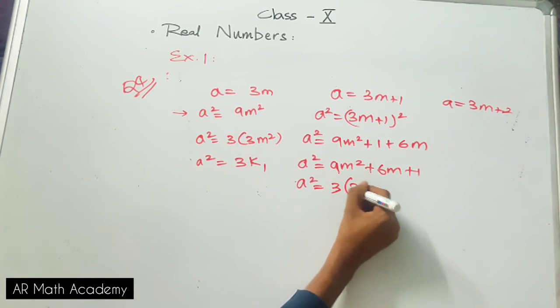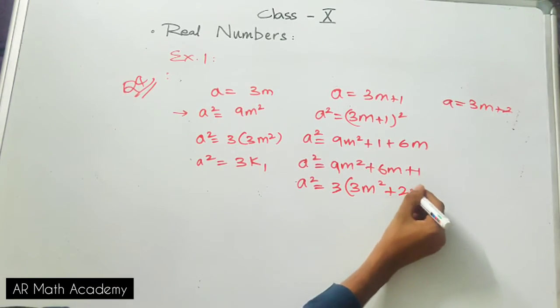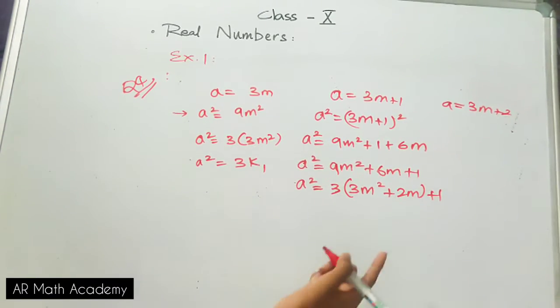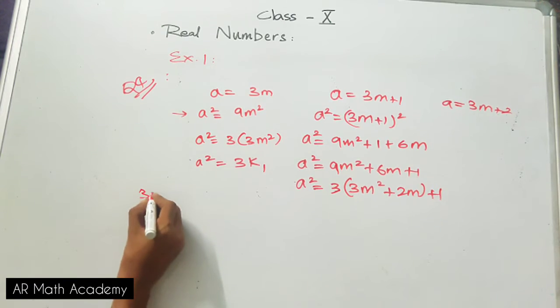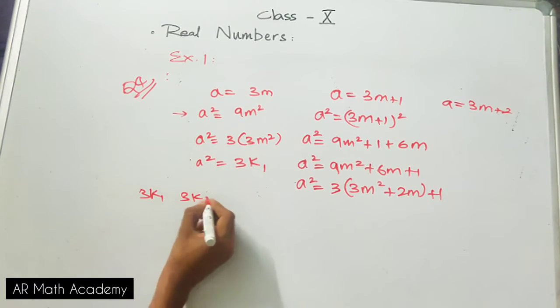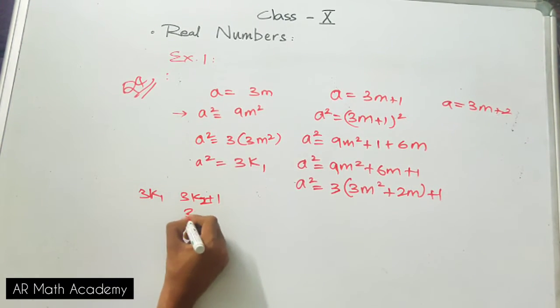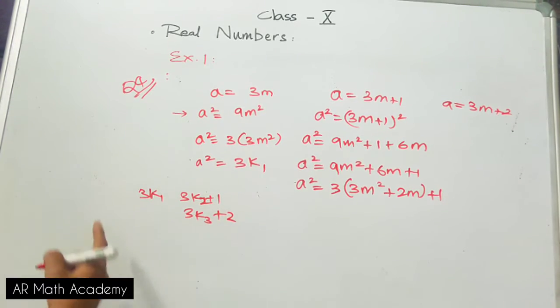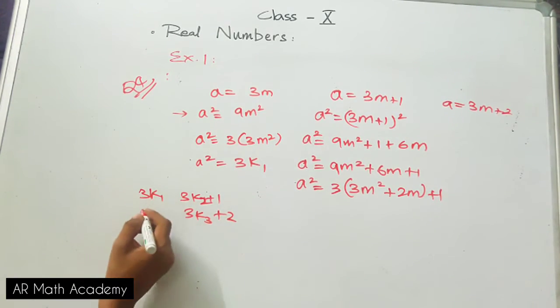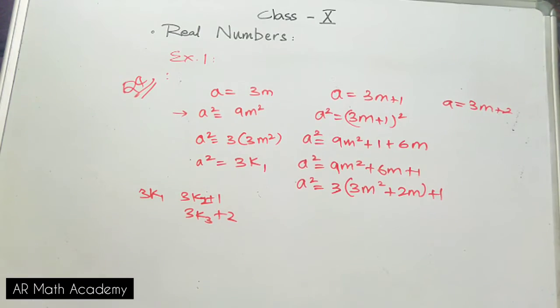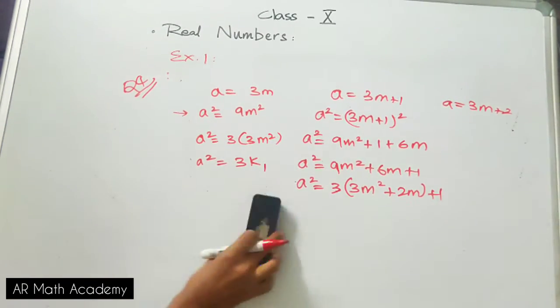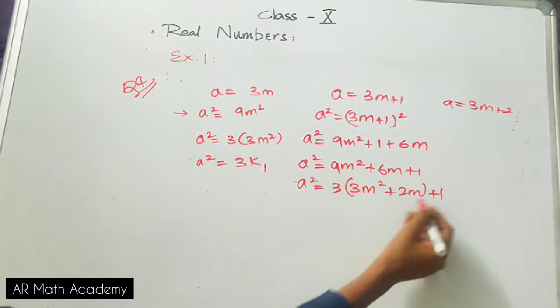3 times 3m square plus 2m plus 1. So I'm basically representing these in the form of 3k1, 3k1 plus k2 plus 1, 3k3 plus 2. And basically representing in these forms 3k plus 1, 3k plus 2. So over here you obviously know the step I'm going to take. This is going to be a k as well.